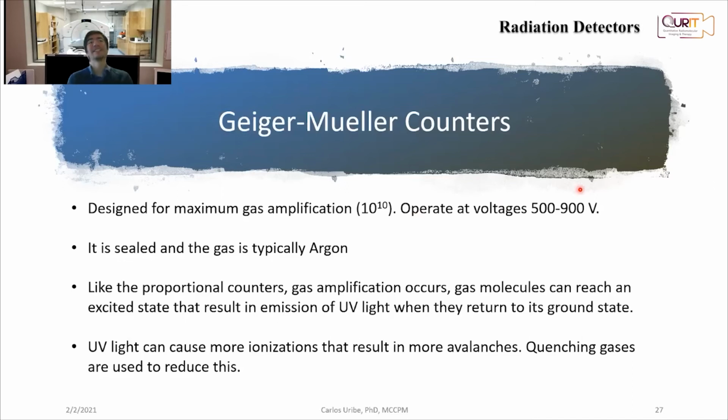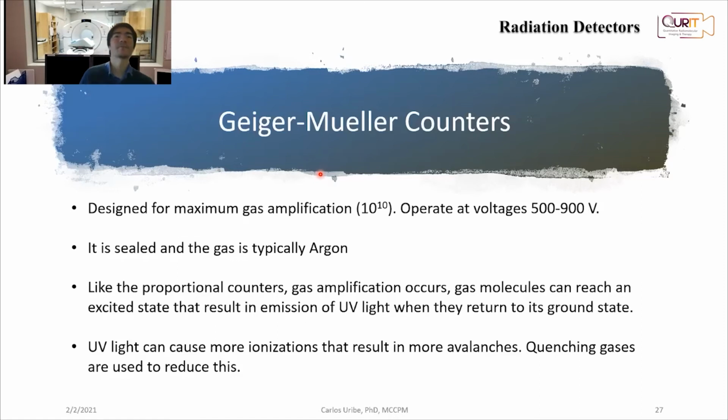Geiger-Mueller counters is the name of the detectors operating in this region. This region is typically between 500 and 900 volts between the electrodes, and they're designed to have the maximum gas amplification possible. Remember, before, in the proportional region, we had an amplification between 10 to the 3 and 10 to the 6. Now in Geiger-Mueller counters, it will typically go up to 10 to the 10, a factor of 10 to the 10 of amplification. Geiger-Mueller counters are sealed, and again, typically filled with argon.